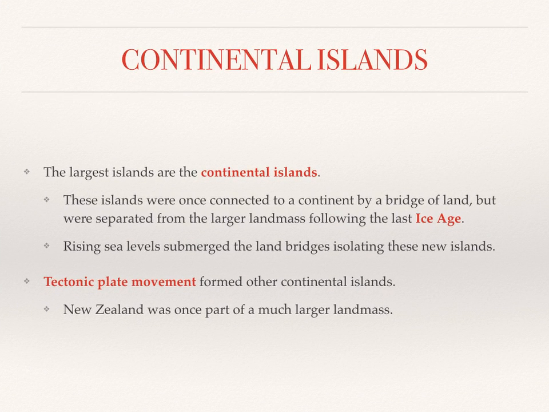Continental islands. The largest islands are usually continental islands. These were islands that were once connected to a continent by a bridge of land, but at some point they became separated from the larger landmass following the Ice Age. Rising sea levels submerged the land bridges that isolated these new islands. Tectonic plate movement formed other continental islands. New Zealand itself was once part of a much larger landmass.